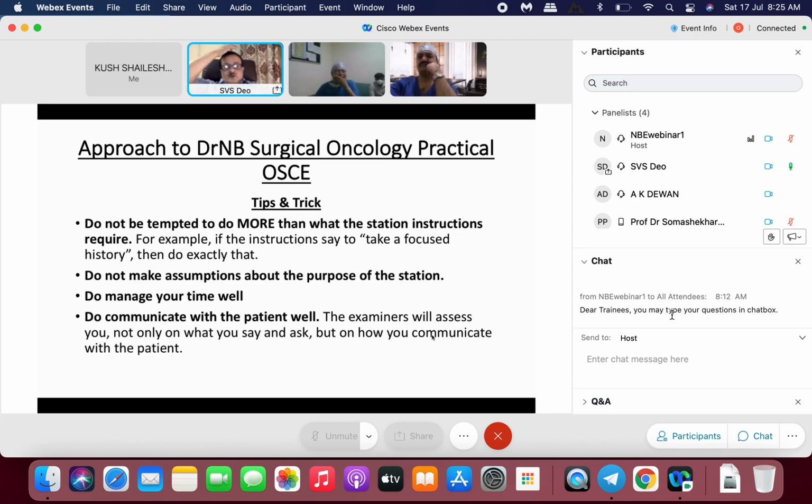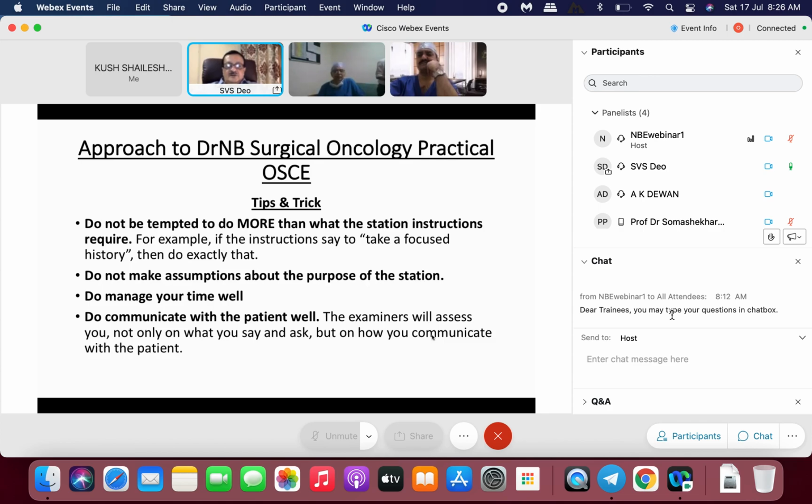So do not be tempted to do more than what the station instructions require. Don't overdo. You will not get extra marks. So just give specific answers to the question. Don't try to display your entire theoretical knowledge in the OSCE stations. Don't be tempted to do more than what the station instructions require.